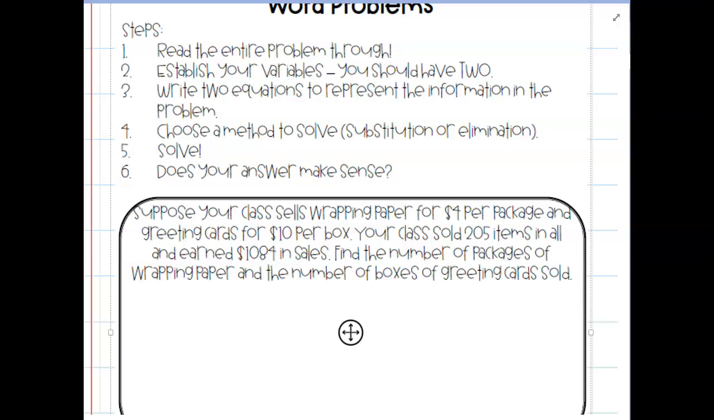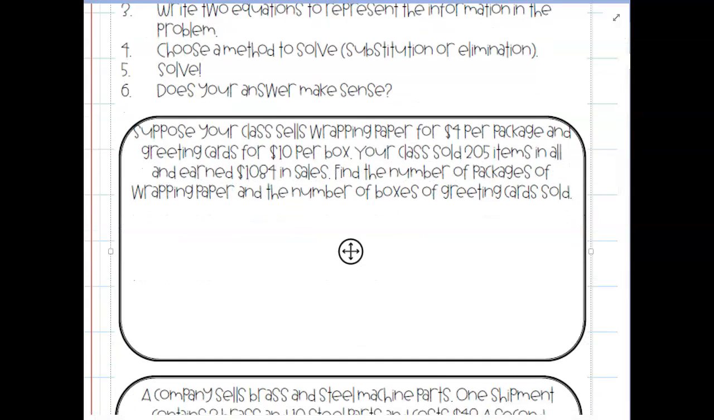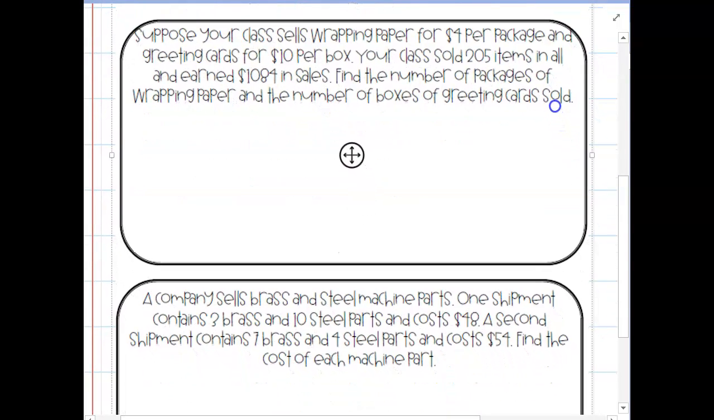Okay? Now, another thing that I like to do, I'm a big underliner person, so I like to use colors and underline and things like that, and color coordinate things, so you're going to see that here. So let's look at this first problem here. The first thing my step said, we're going to read the entire problem through. Suppose your class sells wrapping paper for $4 per package and greeting cards for $10 per box.